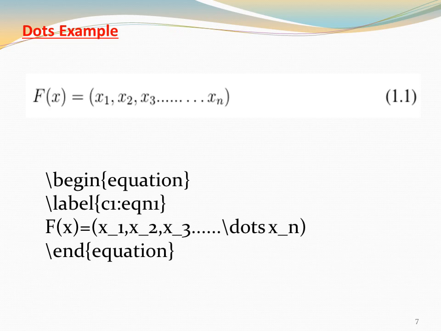Now in these equations, start with \begin{equation}, then label the equation, chapter 1 equation 1. Now start f of x equal to x of 1, comma x of 2, x of 3, then \dots, then x of n. So \dots provides dots in between the entries.